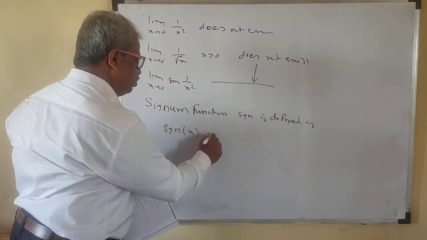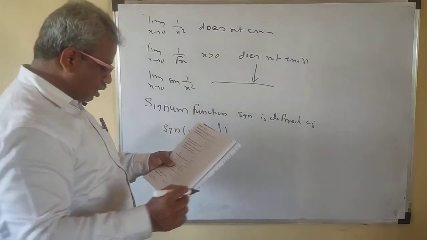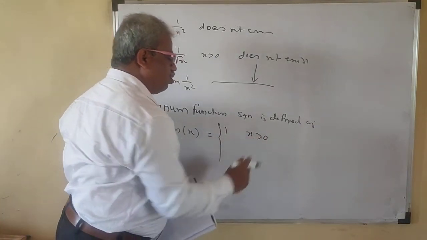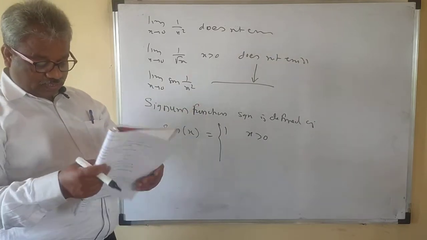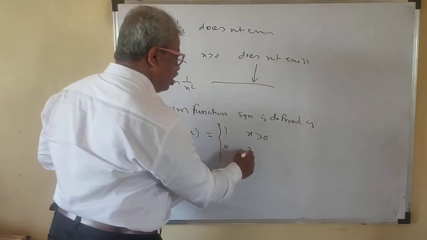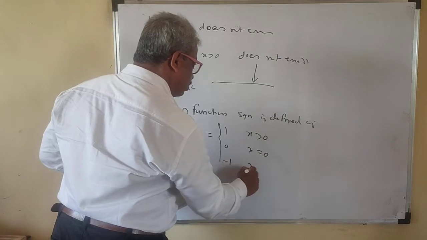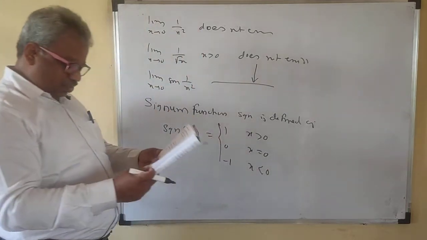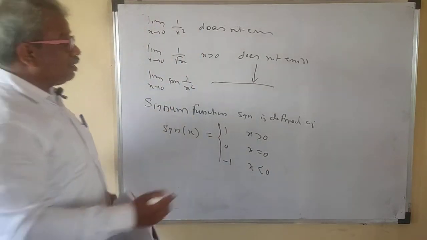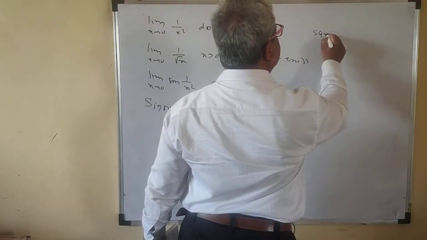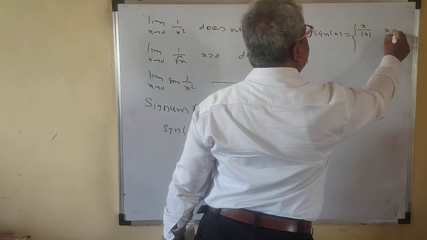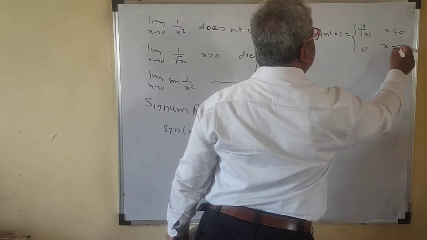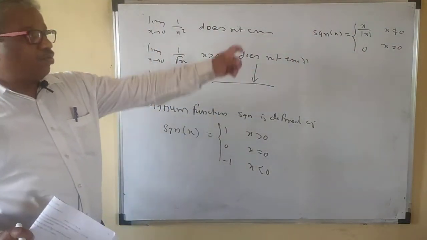So this is very important. Signum of x is 1 if x is greater than 0. Whatever x may be, signum of x is always 1 if your x is positive, is equal to 0 if x is 0, and is -1 if x is less than 0. This is called the signum function. Okay. This is also written as x upon mod x if x is not equal to 0, and is equal to 0 if x is 0. Both are the same.